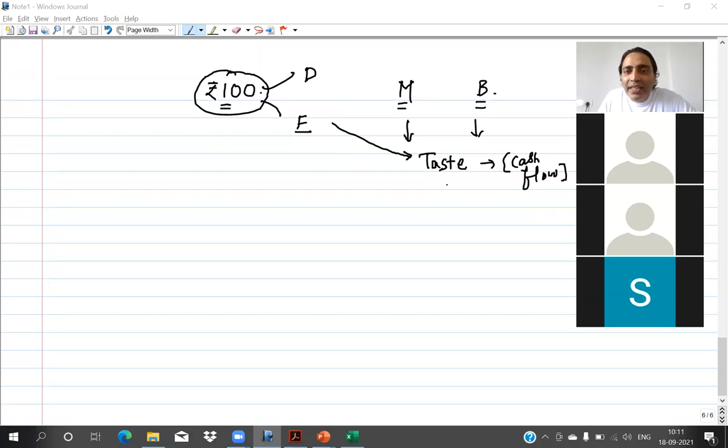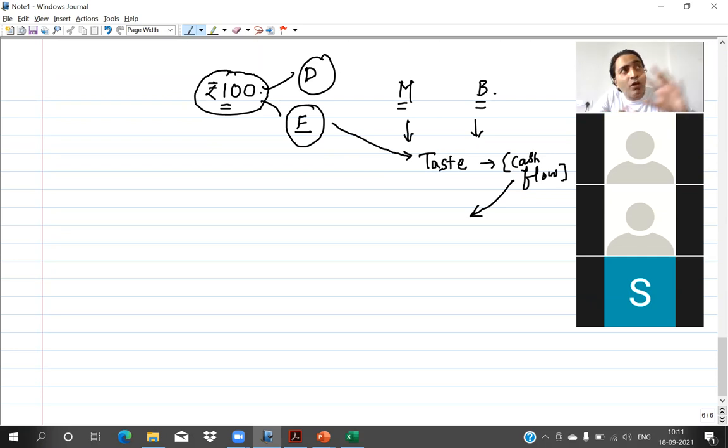Iska matlab ye hai ki cash flow ko farak nahi padta whether that cash flow has been generated by using own money or borrowed money. Yes or no? Simple conclusion hai. Cash flow ko, matlab benefit ko, the benefit doesn't change or doesn't get impacted. I'm talking only about the benefit cash flow. I'm not talking about the NPV. Main final NPV ki baat nahi kar raha hu. I'm just talking about the cash flow, the taste, the benefit that you are immediately receiving by consuming the ice cream. Theek hai? Us taste ko kuch farak nahi padta whether this 100 rupees is coming from your pocket, your friend's pocket, your parents' pocket.